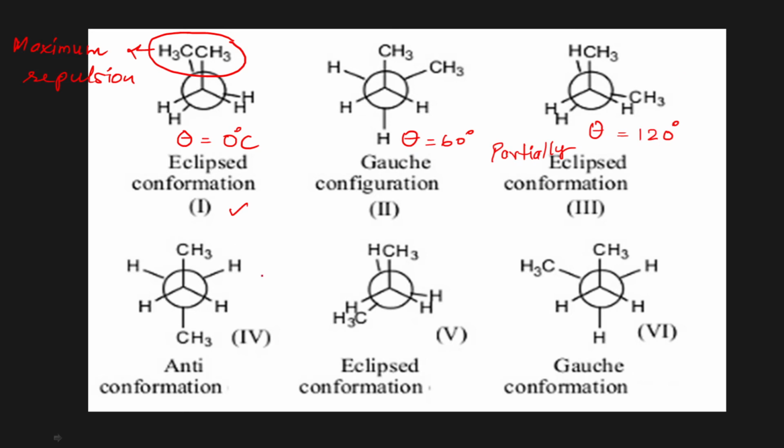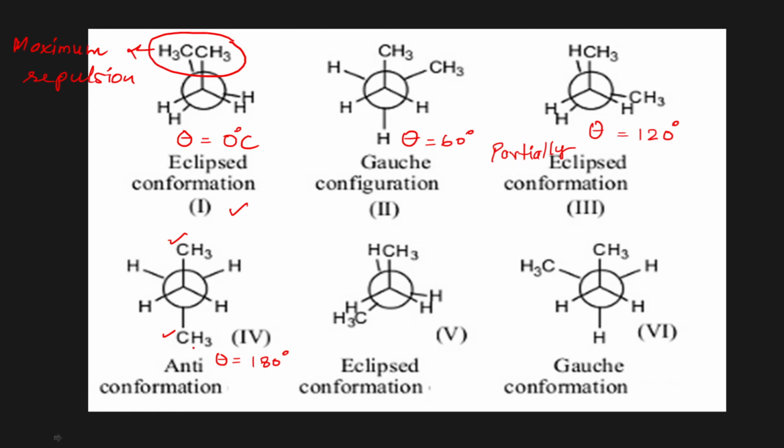Another rotation we are going to take over here, theta in this case is 180 degrees. The fourth structure, in which the methyl groups are directed opposite to one another. This is the anti or anti-conformation, which is the most stable structure with minimum energy, as the bulkier groups, or the similar groups, are opposite to each other. So repulsion is going to be minimum and stability in this case is going to be maximum.